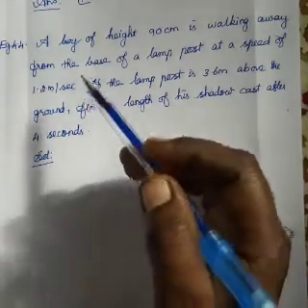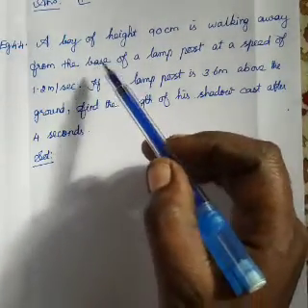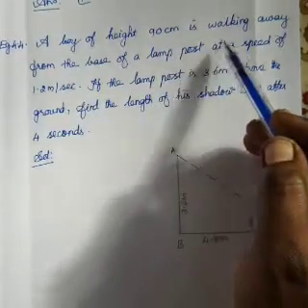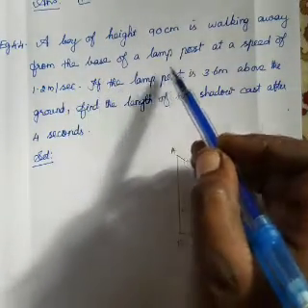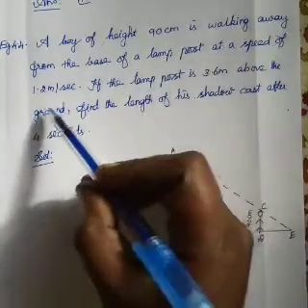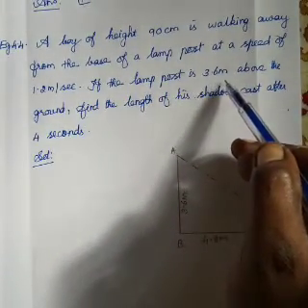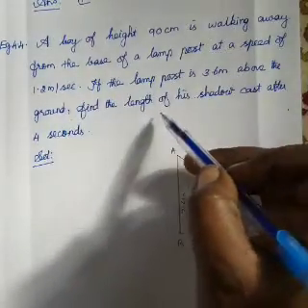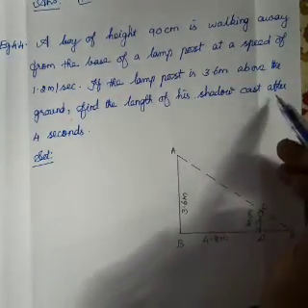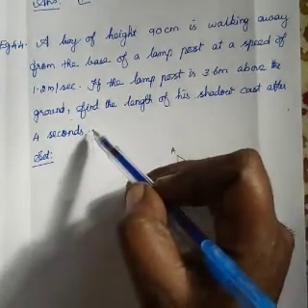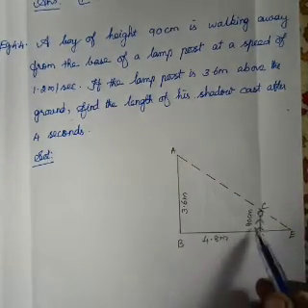Let us learn example 4.4. A boy of height 90 centimeter is walking away from the base of a lamppost at a speed of 1.2 meter per second. If the lamppost is 3.6 meter above the ground, find the length of his shadow cast after 4 seconds.